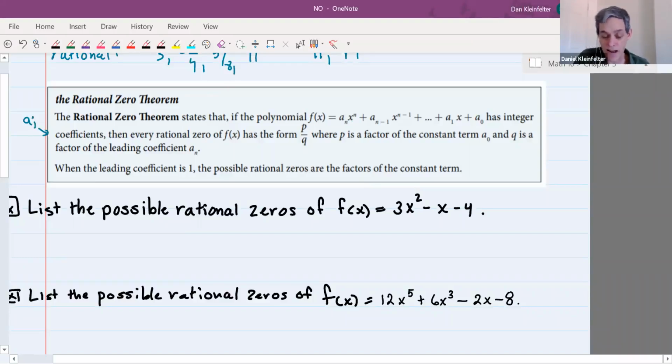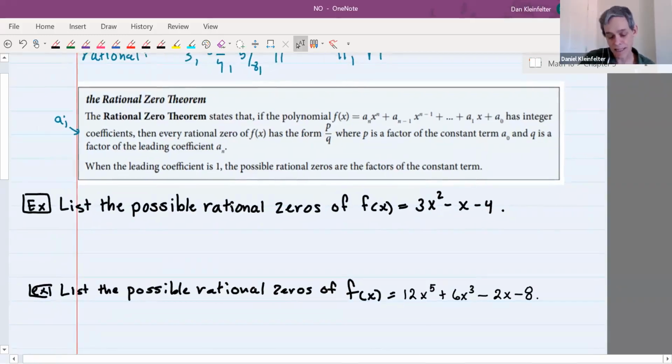You don't have something like 5/8 x squared. If they're all integer coefficients, then every rational zero has the form p over q, so they're fractions, where p is a factor of the constant term, a0, and q is a factor of the leading coefficient, an. When the leading coefficient is 1, the possible rational zeros are all the factors of the constant term. That's kind of a lot, so the best way to see how this goes is with examples.